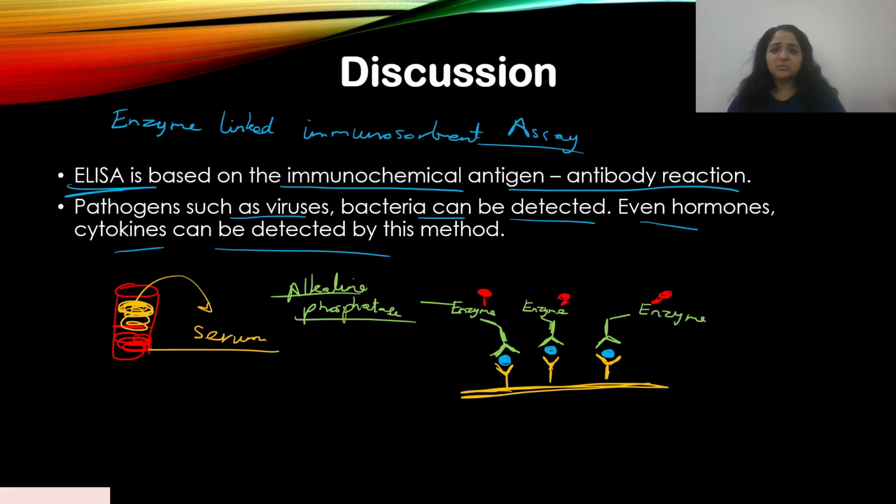There are some commercially available kits that also say you can use serum, you could use plasma, you could use urine samples. Let's say you're using serum. That serum contains the amount of estrogen or the progesterone or whatever it is, but you don't know how much of it is there.